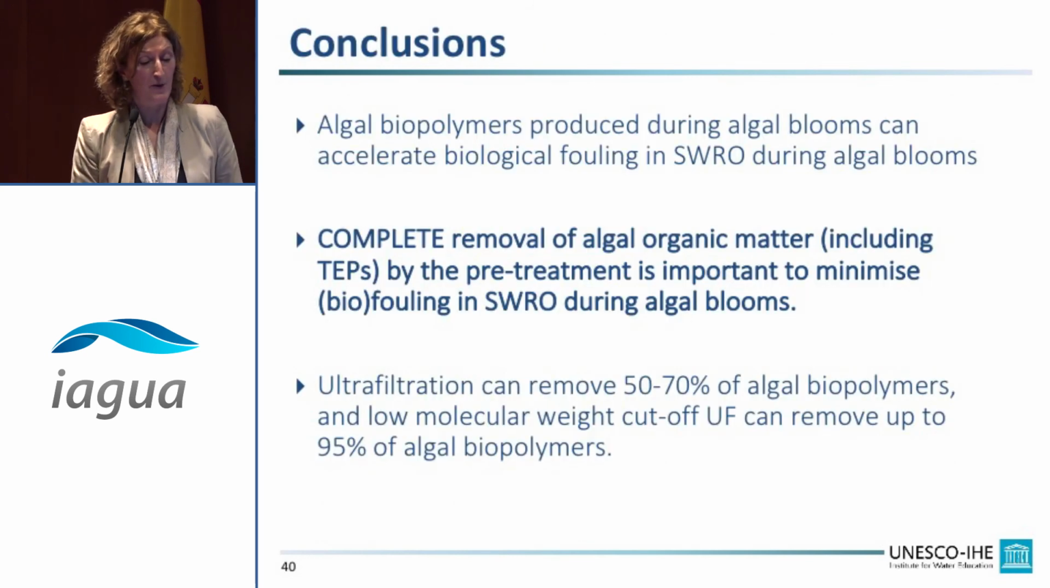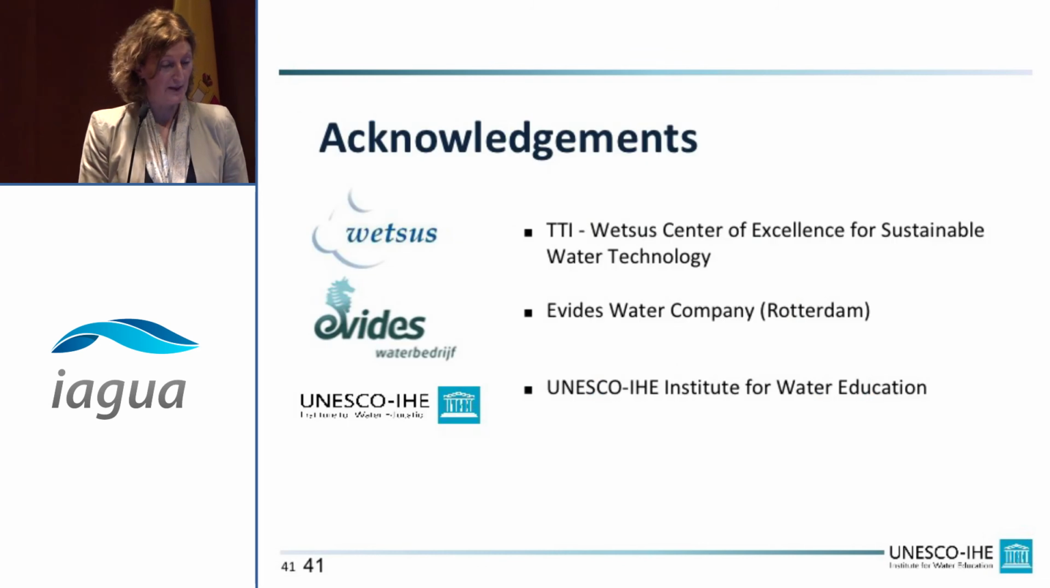Our algal biopolymers that were produced during the algal bloom can accelerate biofouling on the seawater reverse osmosis systems. Complete removal of algal organic matter is needed if we want to minimize fouling of the seawater RO systems. And ultrafiltration can remove between 50 and 70%, and the low molecular weight cutoff ultrafiltration can remove even up to 95%. So I'd like to thank all those that helped with this research.